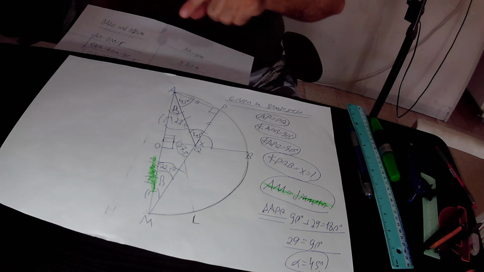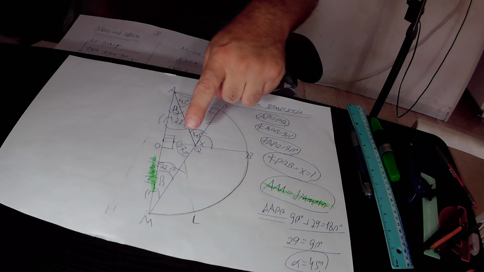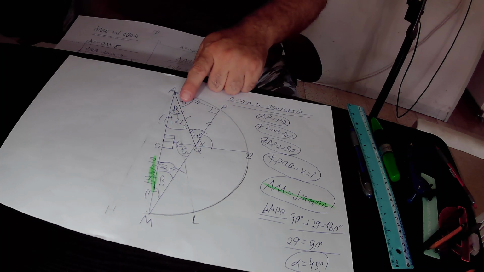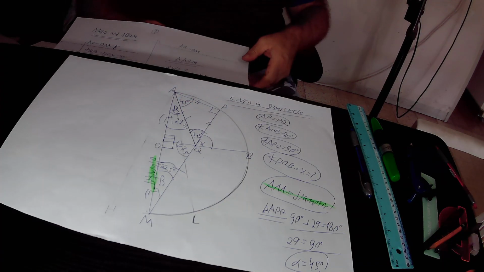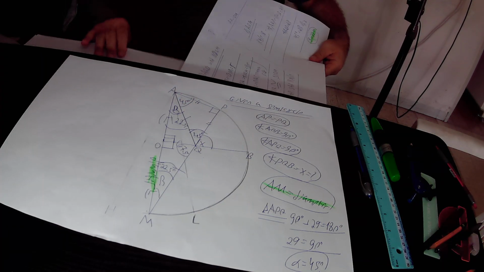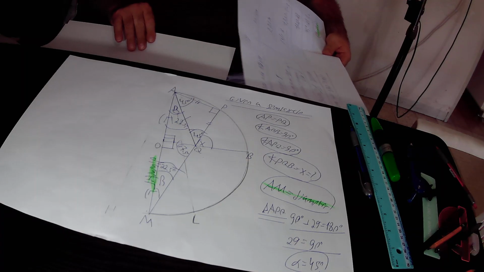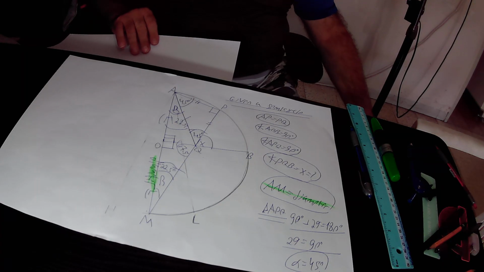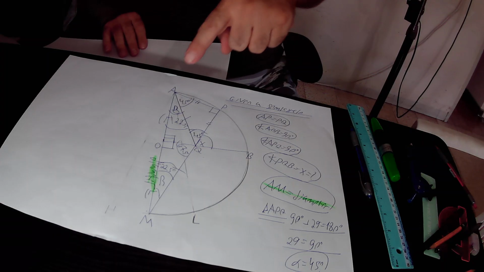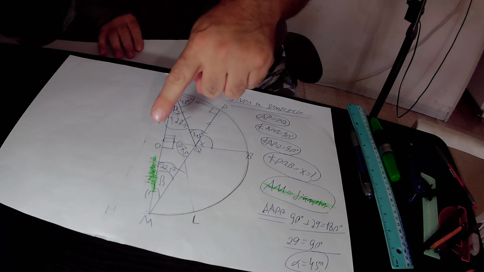So actually this is angle beta that is equal to 22.5 degrees in size, and this is also angle beta that is equal to 22.5 degrees in size. In the next step we will focus on the right triangle OQM.